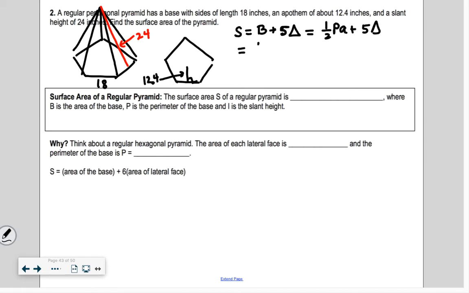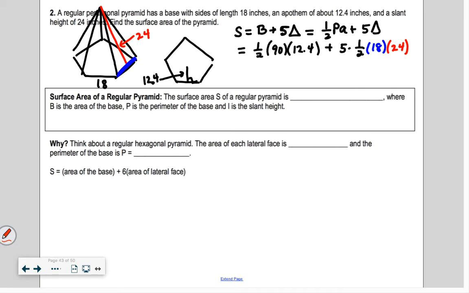So I'm going to have 1/2 my perimeter. Ooh, perimeter. 90, right? 18 times 5. Apothem, 12.4. That was so nice of me. 5 of those triangles. Well, a triangle is 1/2 base times height. Do we have the base? You know what this is? 18. What's the height? 24. You with me? They're spacing out. Jeez. Base and height of that triangle. 90 degrees there.